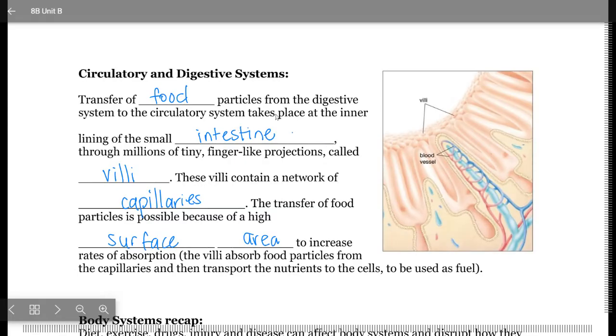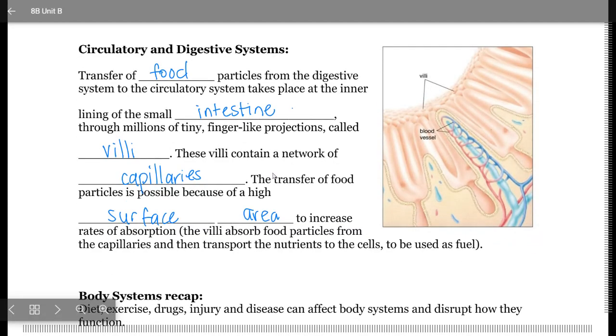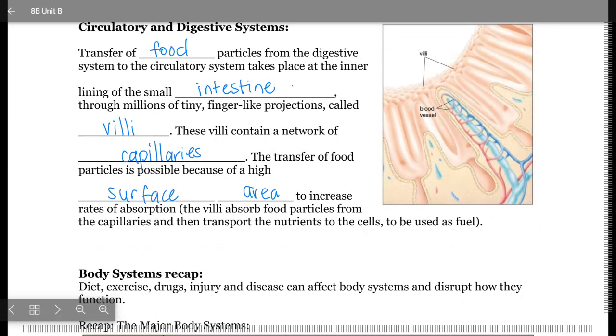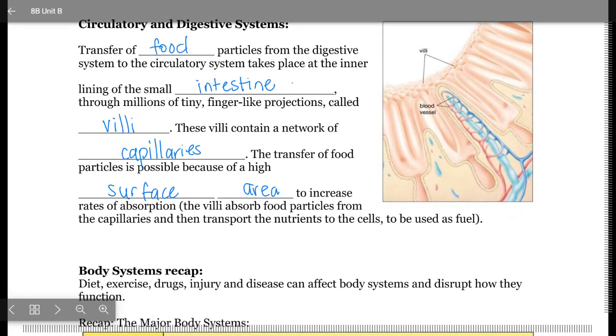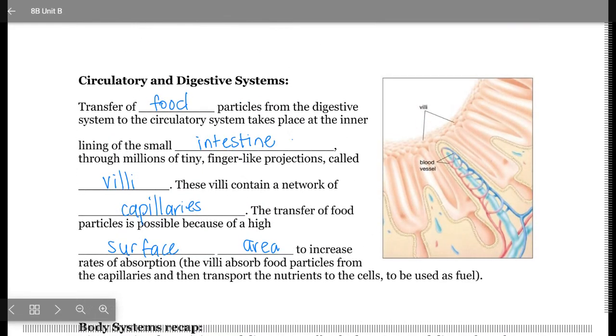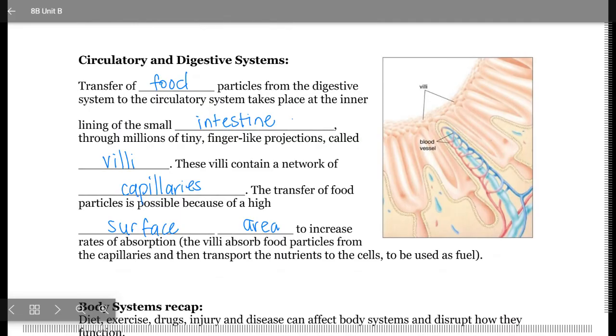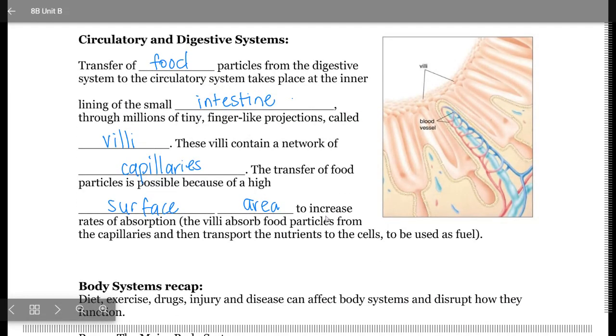Transfer of food particles from the digestive system to the circulatory system takes place at the inner lining of the small intestine, through millions of tiny finger-like projections called villi. These villi contain a network of capillaries. The transfer of fluid particles is possible because of a high surface area to increase rates of absorption. The villi absorbs food particles from the capillaries and then transports the nutrients to the cells to be used as fuel.